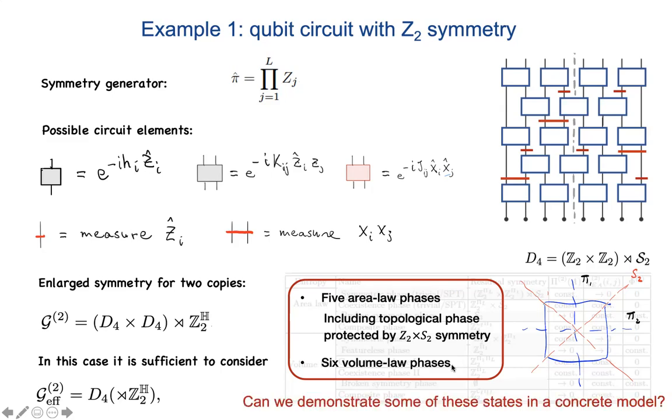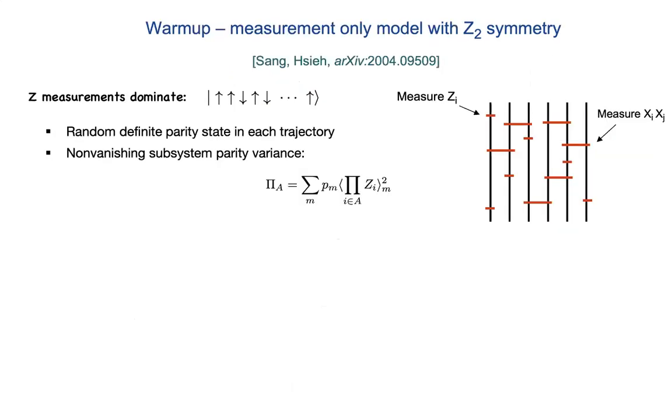It of course begs the question whether we can actually demonstrate these phases, these states, in a concrete model, to show that we can have more than just what we would expect from Z2 symmetry. So as a warm-up, let's look at a measurement-only model with Z2 symmetry, no unitary gates.